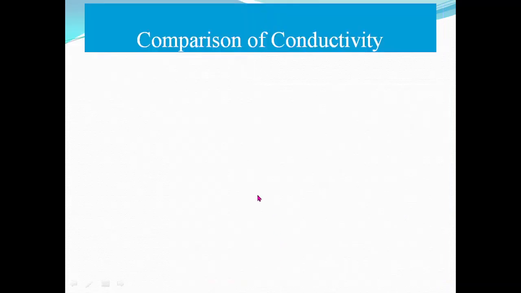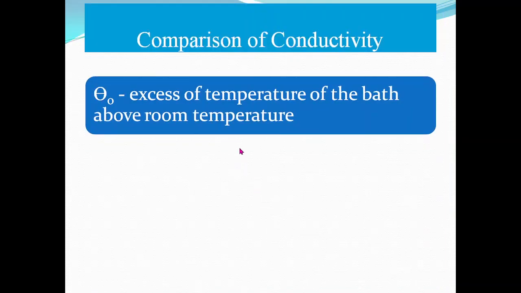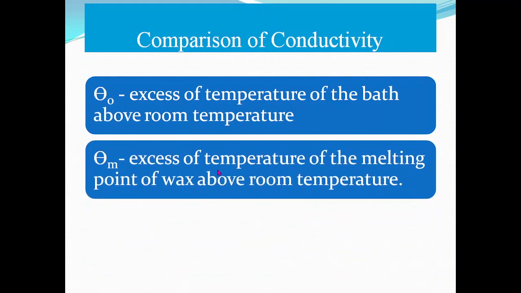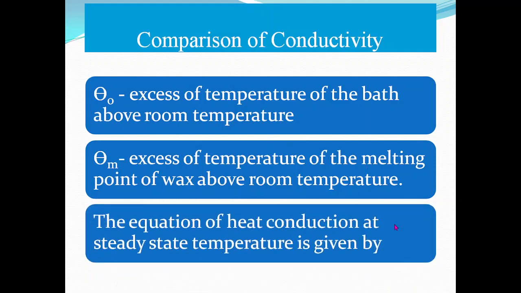Okay. So let theta 0 be the excess temperature of the bath above the room temperature. The inner side temperature, which is the maximum temperature, is denoted by theta 0, and theta m is the excess temperature of the melting point of wax above room temperature. Okay, what is theta m? The melting point of the wax, the melting temperature of the wax.